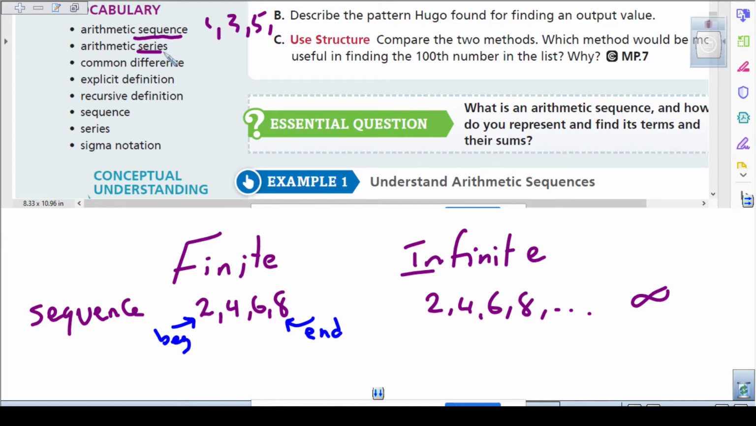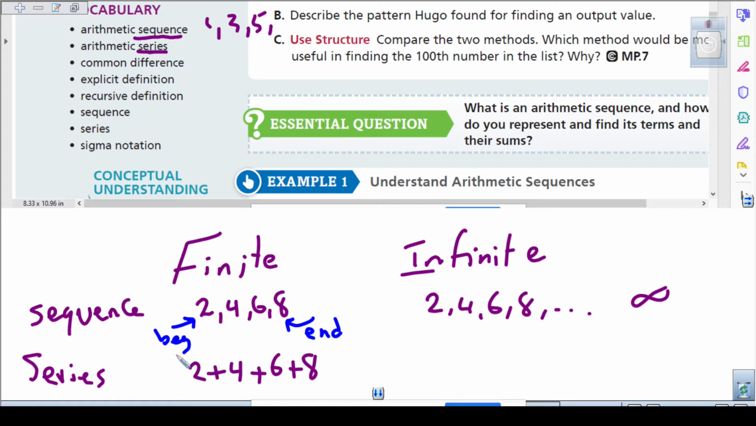Now, how about the second item here? It says arithmetic series. Now, series are interesting. Series are easily described as you are summing up, you're adding up these terms. So, for example, I'm going to say for this series here, 2 plus 4 plus 6 plus 8. I'm adding them up.